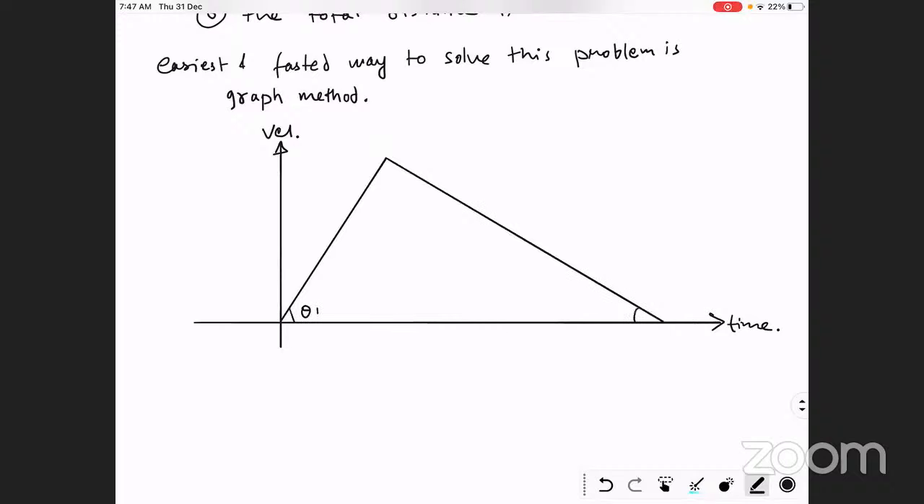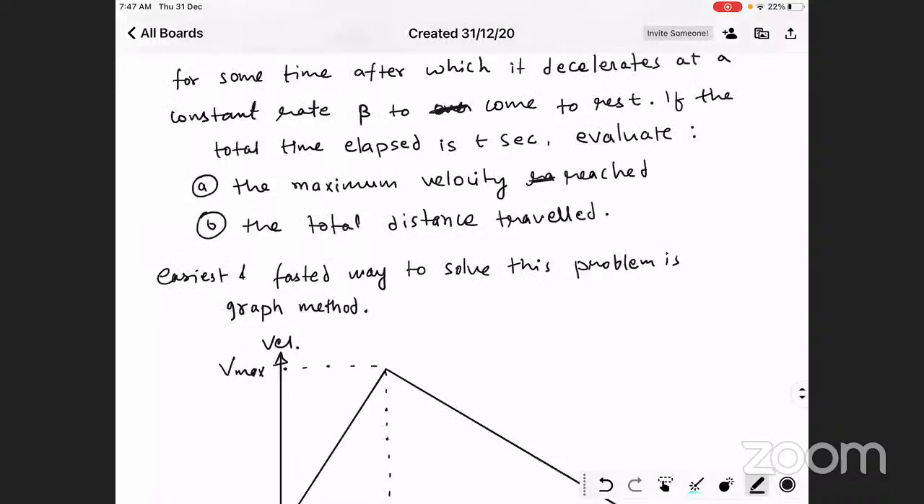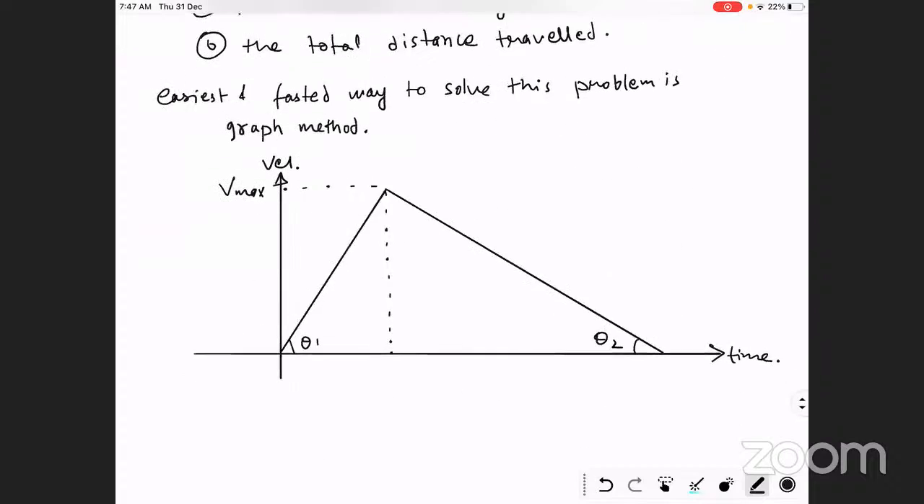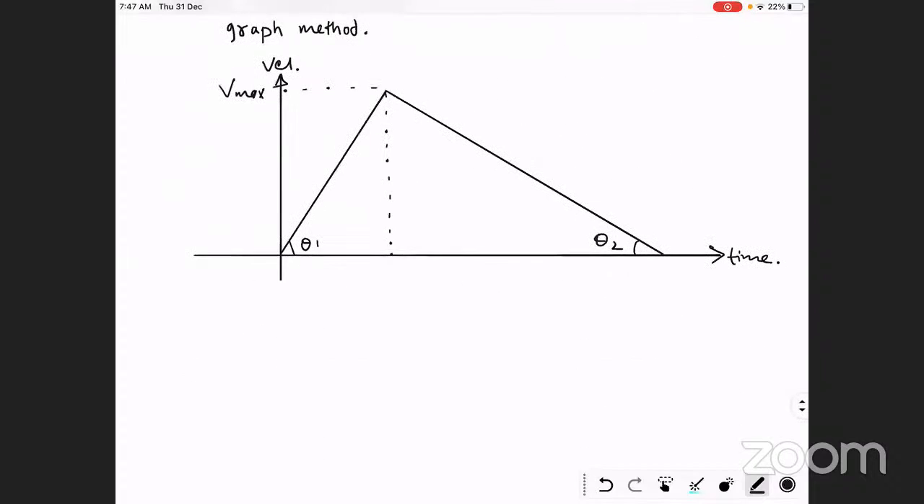Theta 1, theta 2, Vmax. Why I made two different angles? Because acceleration is alpha and retardation is beta. Okay, that's why I made two different angles. I am assuming this time is t1 and this time is t2. And it is given that t1 plus t2 is t.